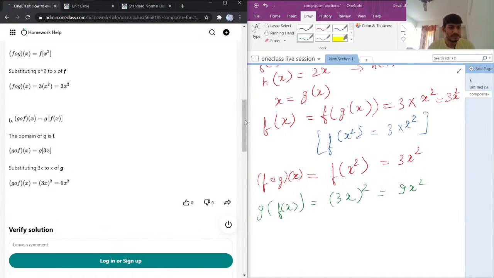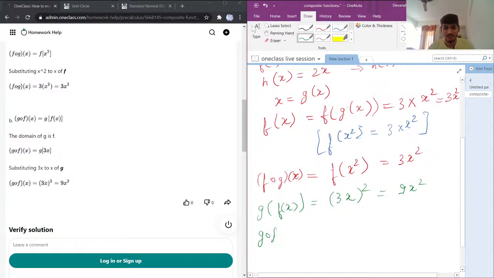Let's see in the solution. Yeah, the solution is written correctly. As I told again, for this I used to say fog of x, or golf of x. It's your choice if you want to say it as golf or fog. You can also say this as g of f of x. So this is basically what the senior tutor or junior tutor has written, 3x whole square, which is 9x square.